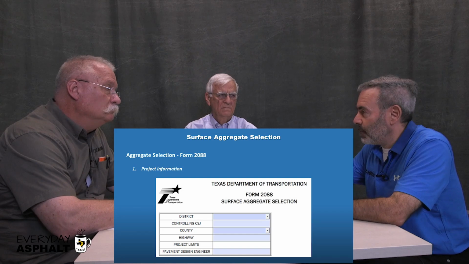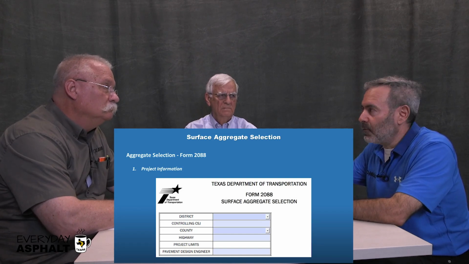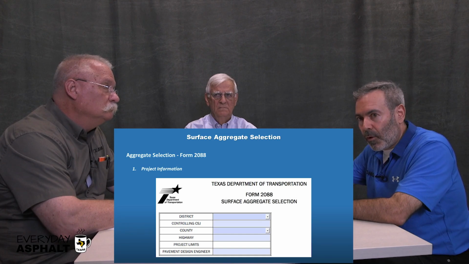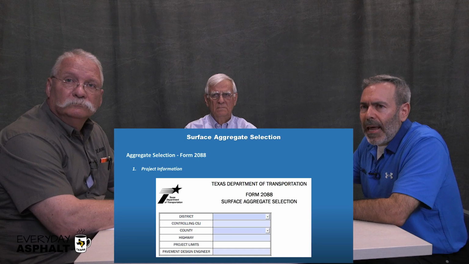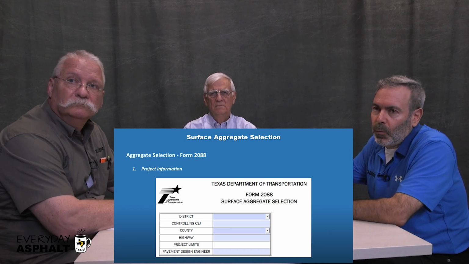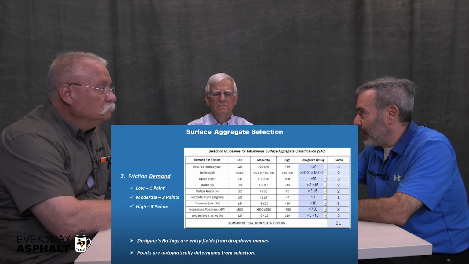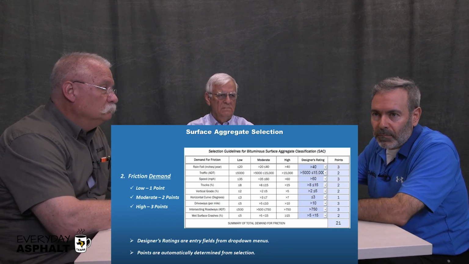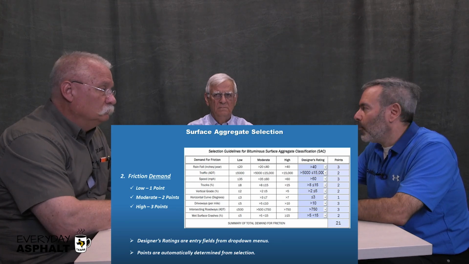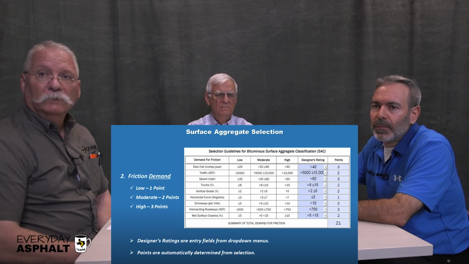So how do the districts determine the SAC that's required for the projects? Well, every pavement design requires what you see there, a Form 2088. That's the Surface Aggregate Selection Form. The top of the form has the project heading, then we get down to the roadway characteristics. So we're looking at the friction demand. Examples are rainfall, traffic, speed, truck traffic, grade. That's all part of the roadway characteristics.